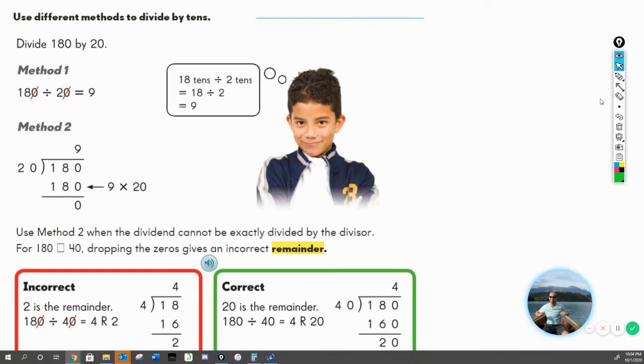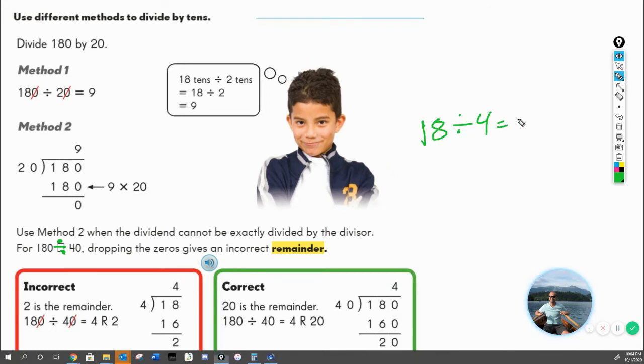Oh, I like this hint right here. It says use method 2 when the dividend cannot be exactly divided by the divisor. For example, for 180 divided by 40, dropping the zeros gives an incorrect remainder, because if you do 18 divided by 4, you get 4, remainder 2, which is incorrect. All right, so pay attention on those. It's actually remainder 20.